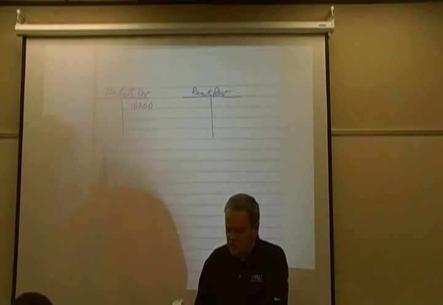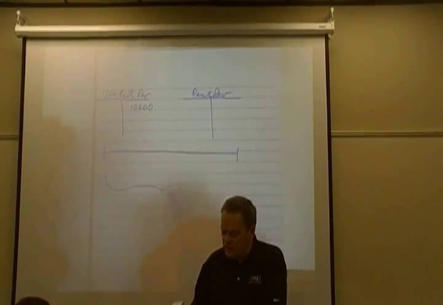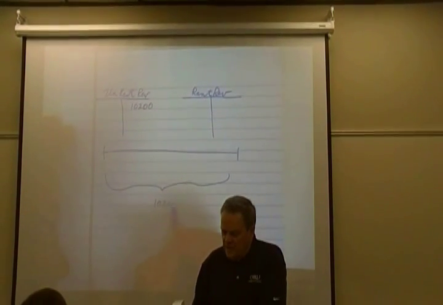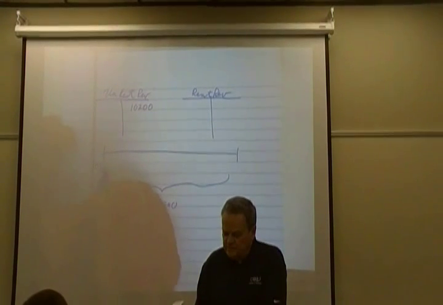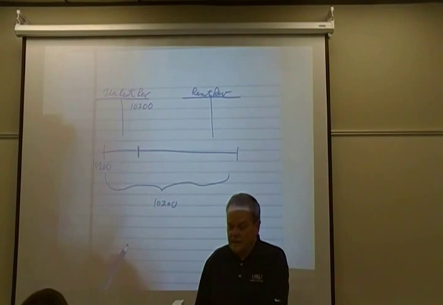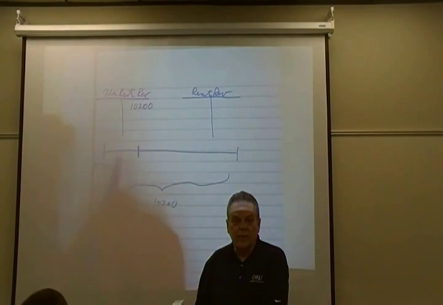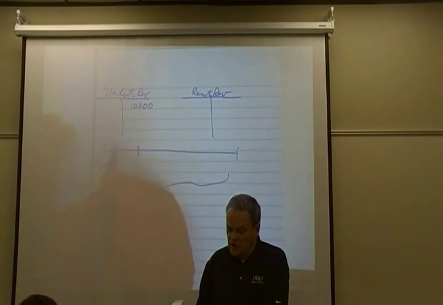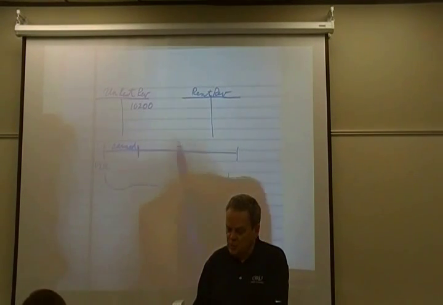Here's a timeline to describe the $10,200 that they paid us at the beginning. And we are 1/3 of the way down this timeline. Describe this for me. Earned or unearned? This portion is earned. This portion must be unearned.